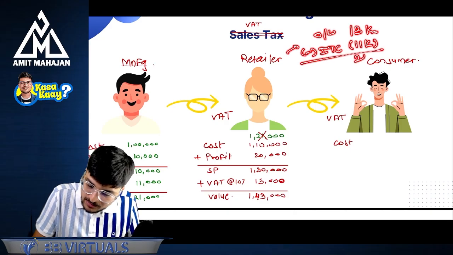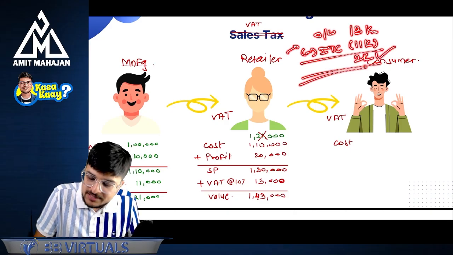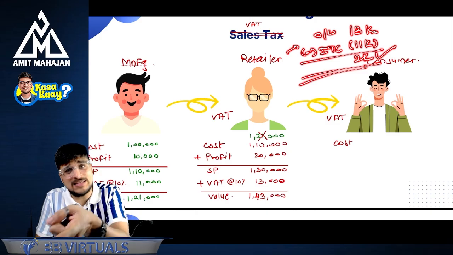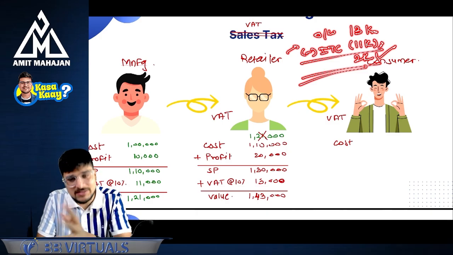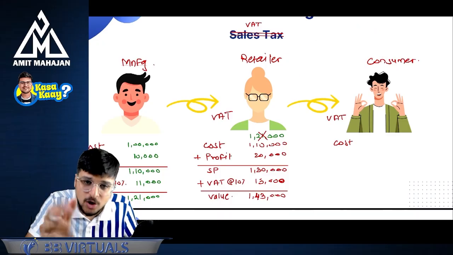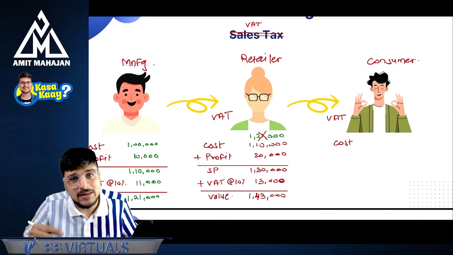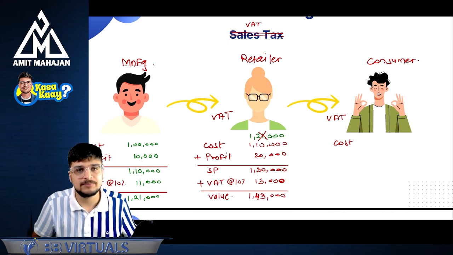So can I say 2,000 rupees he will have to pay to the government? Okay. So can I say he got the benefit of 11,000 rupees here? So are you convinced that 11,000 rupees is not the retailer's cost? Yes, because he is going to get a credit of this 11,000 rupees.